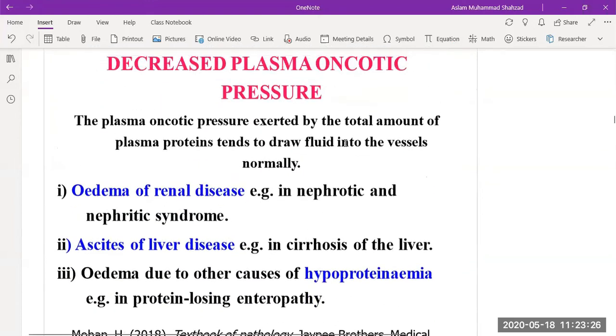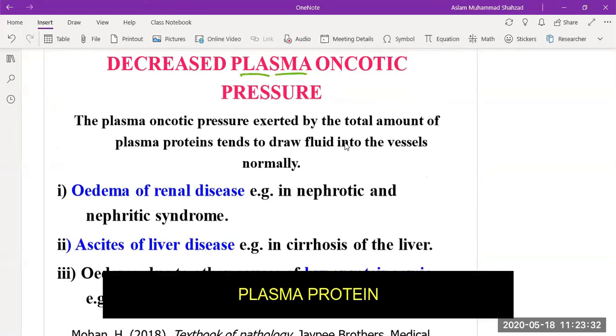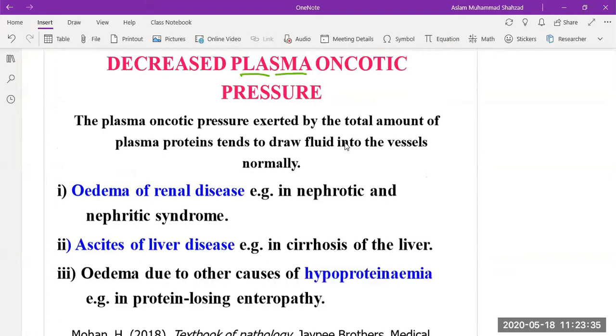When we take a look at decreased plasma oncotic pressure, we need to understand that our blood contains plasma protein. So if, for example, there is more extraction of the plasma protein outside of your body, then it affects the pressure which is known as oncotic pressure. Oncotic pressure is the pressure exerted by the plasma protein, and this is the pressure that is usually present in the blood vessels.